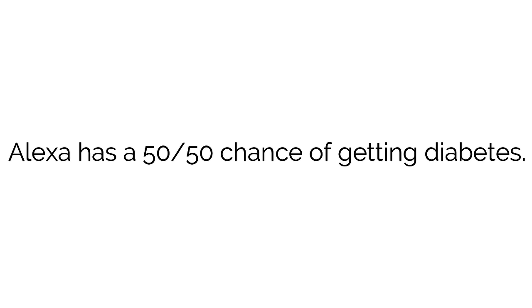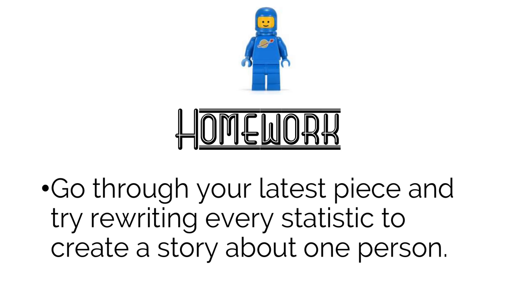Alexa has a 50-50 chance of getting diabetes. God, that's horrible. That's freaking horrible. And, of course, throughout our story, we get to know that Alexa loves tea parties and is a really awesome big sister. And, oh, my God, I want to help Alexa. I want to help Alexa. Anytime you need to use numbers, consider how those numbers affect a story of a single, relatable, lovable, admirable, savable person or animal or picnic spot on a polluted lake or whatever. Give it meaning every time.